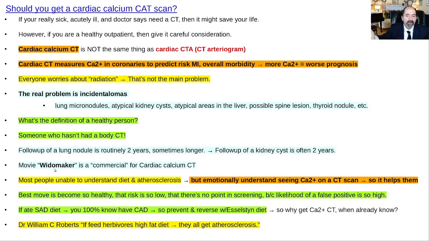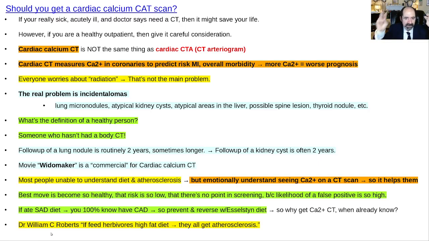Why get stuck following up a whole bunch of incidentalomas, being worried and stressed for nothing, potentially losing a lot of money out of your pocket paying for the follow-ups? Why do it? Possibly having to go for biopsies and all this other stuff. Why not just eat the Esselstyn diet, 100% plant-based, low-fat, and then you won't get coronary artery disease, and you're done with the problem. You solve it. It becomes a non-issue. That's the smart thing to do.